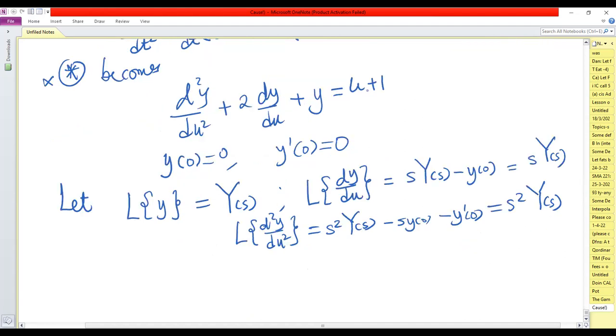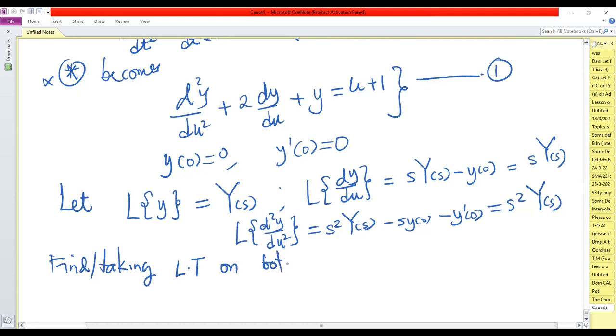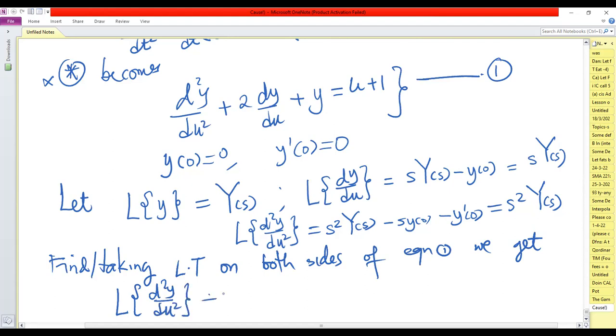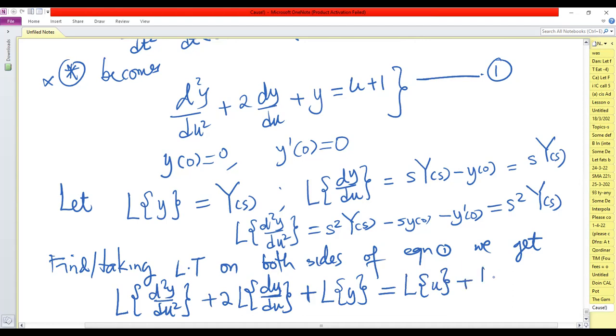So if I call this one equation 1, taking Laplace transform on both sides of 1, we get the Laplace transform of d squared y du squared plus twice the Laplace transform of dy du plus the Laplace transform of y is the same as the Laplace transform of u plus the Laplace transform of 1.